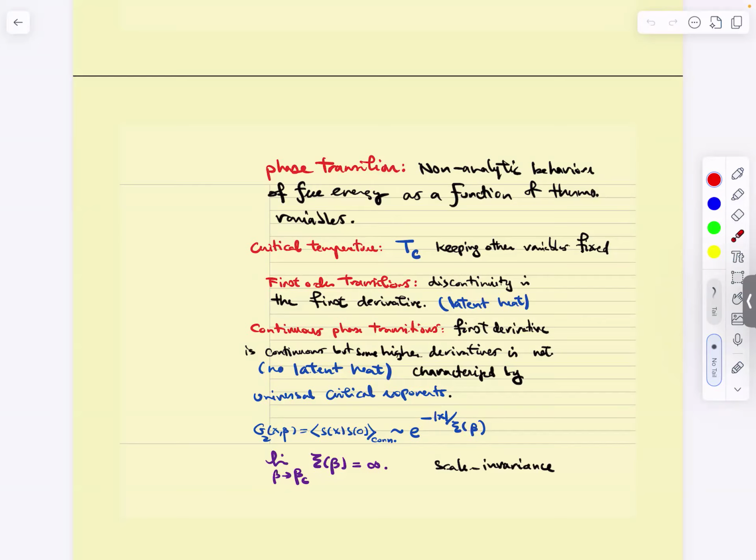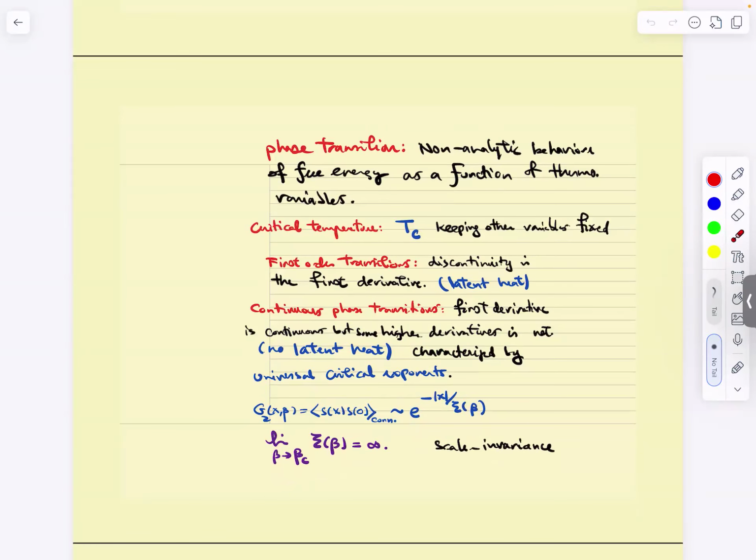Okay. There is a critical temperature when there are phase transitions, and when you have first order phase transitions, you have a discontinuity in the first derivative. There's latent heat. Continuous phase transitions are when the first derivative is continuous, but higher derivatives are not. And these are characterized by universal critical exponents, and they're described by conformal field theory.